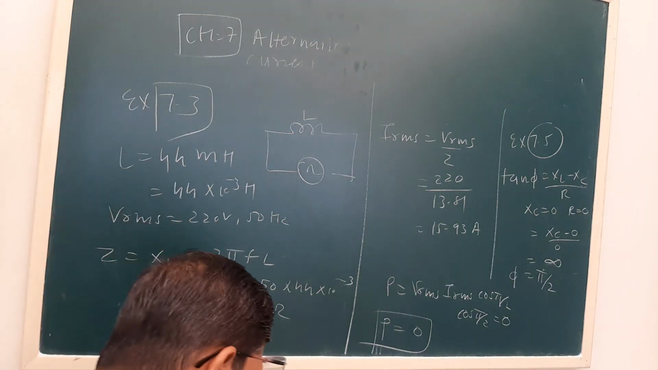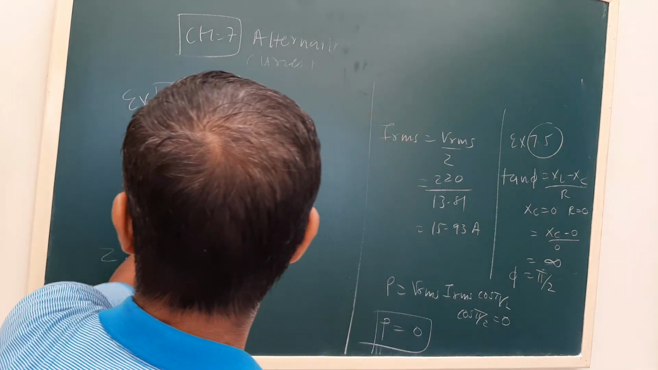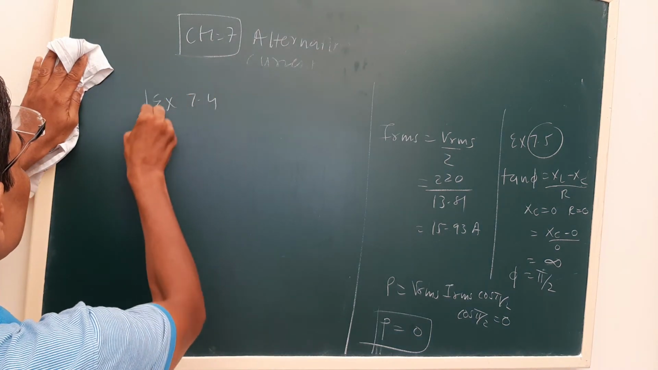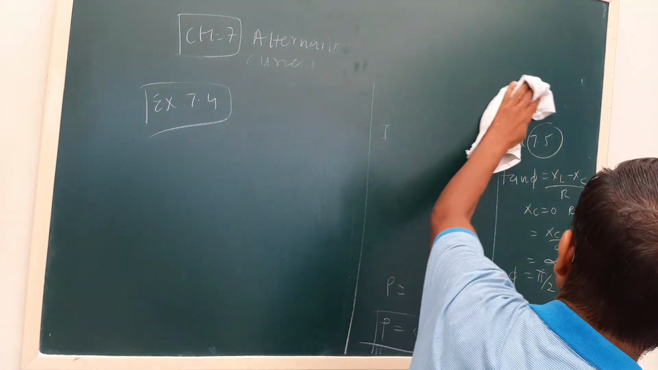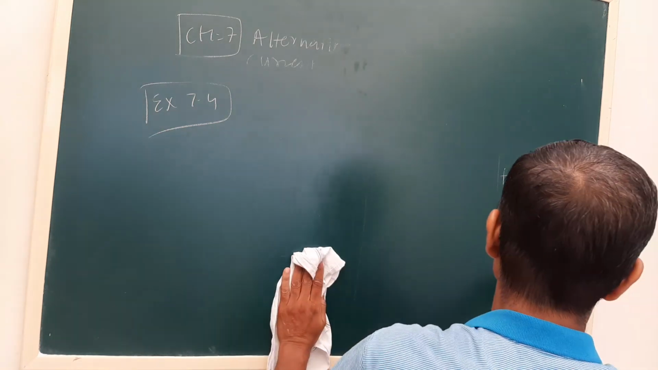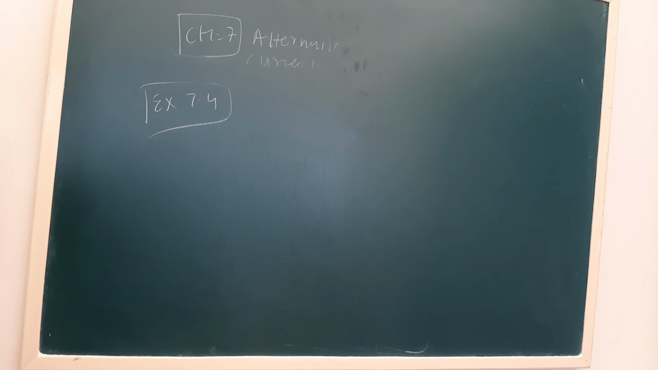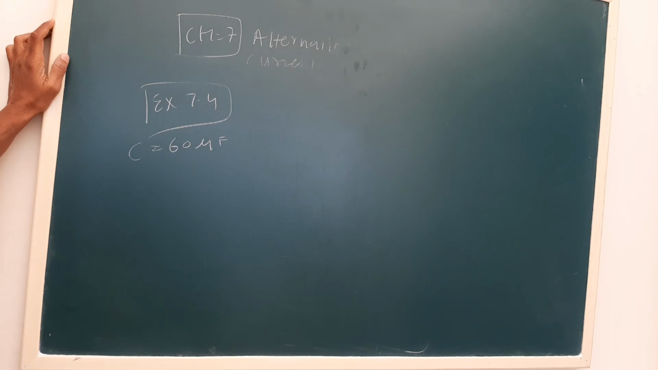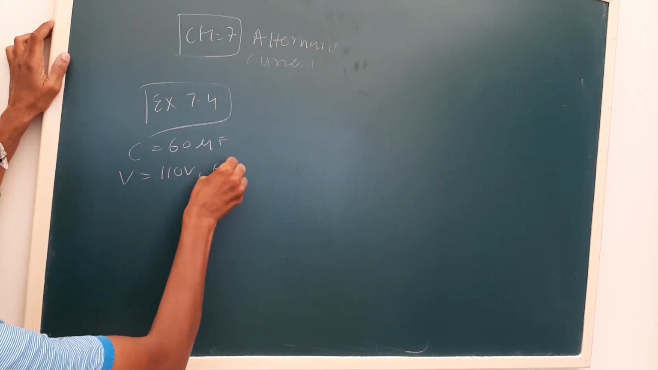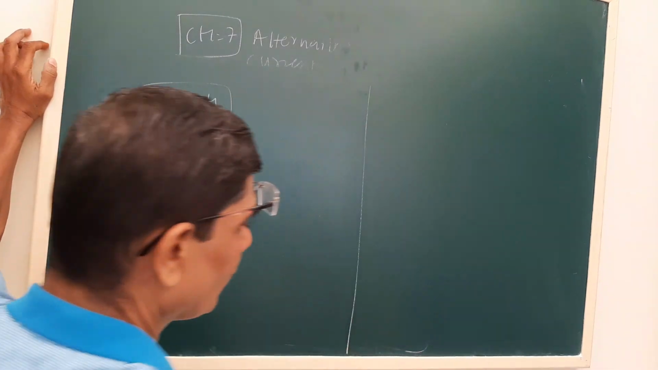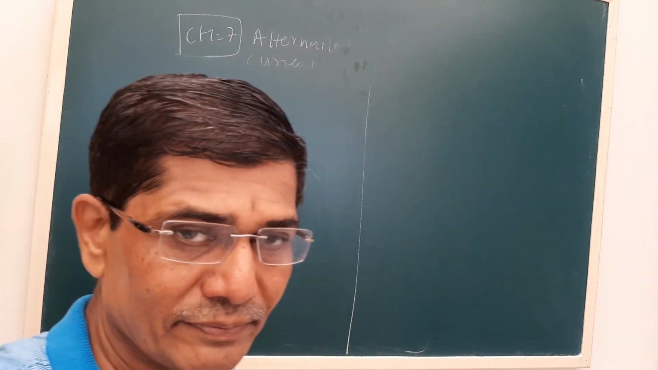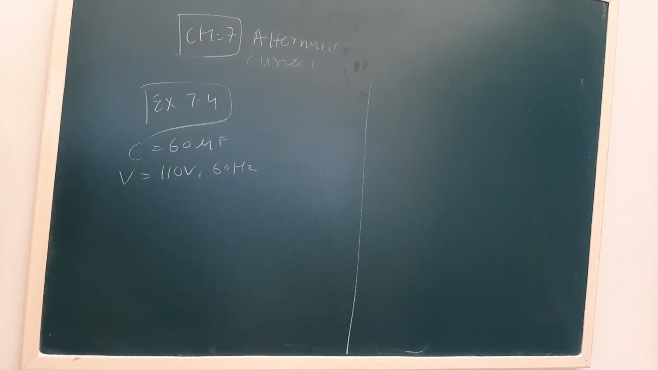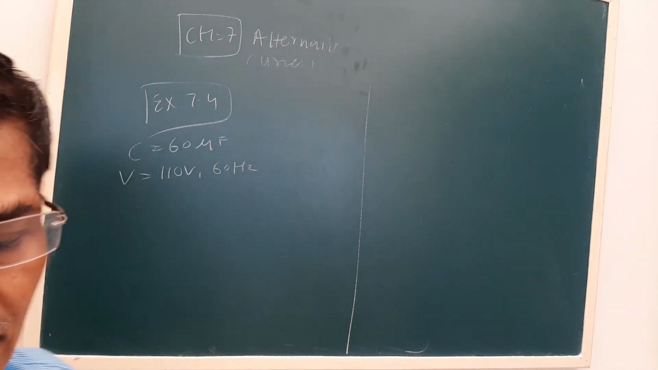Next is exercise number 7.4. Here a circuit with only a capacitor is given. Now see, the value of the capacitor is 16 microfarad. The voltage is different, so take care. Normally we are used to writing the value of the frequency as 50 hertz. I think there are only one or two sums in the whole lesson where the frequency is different. So when we perform the calculation, we have to take care.